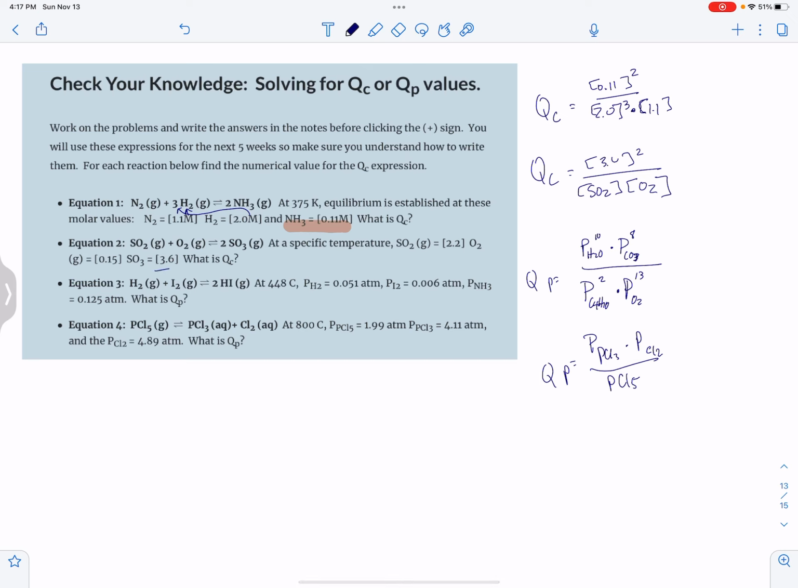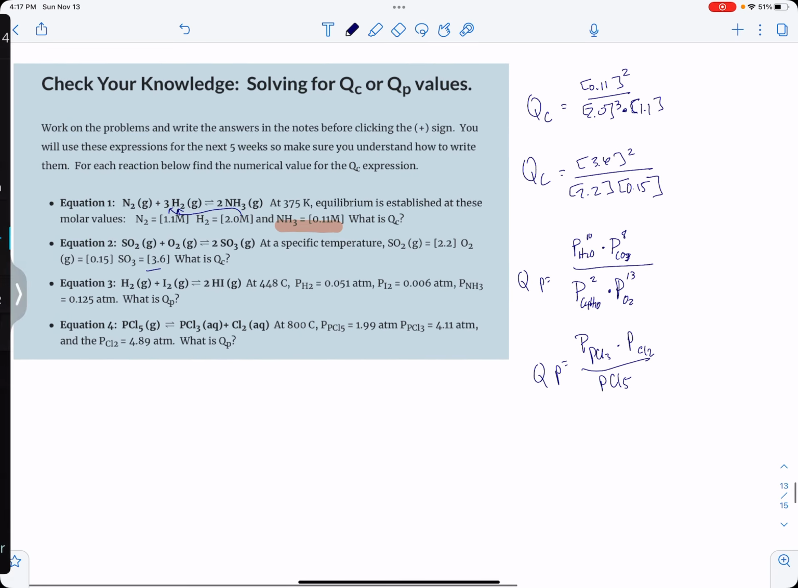So 3.6. And then over in here, I've got, make sure I'm getting the right places because they're the same. They have the same exponent, so I can just kind of stick them in. And 0.15. So I'm going to go ahead and solve those two.